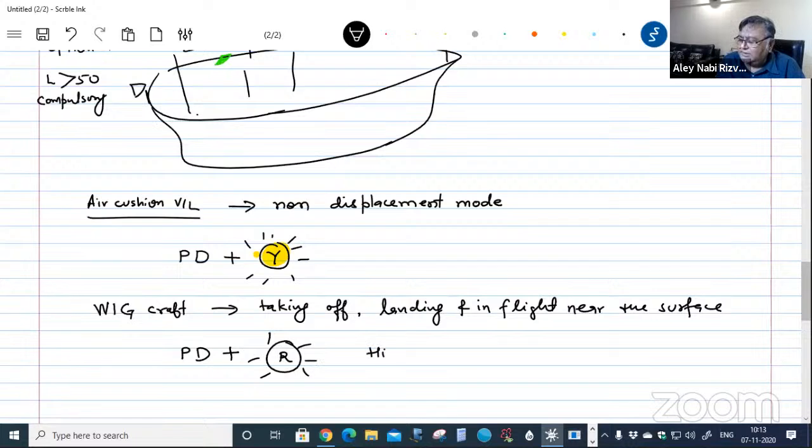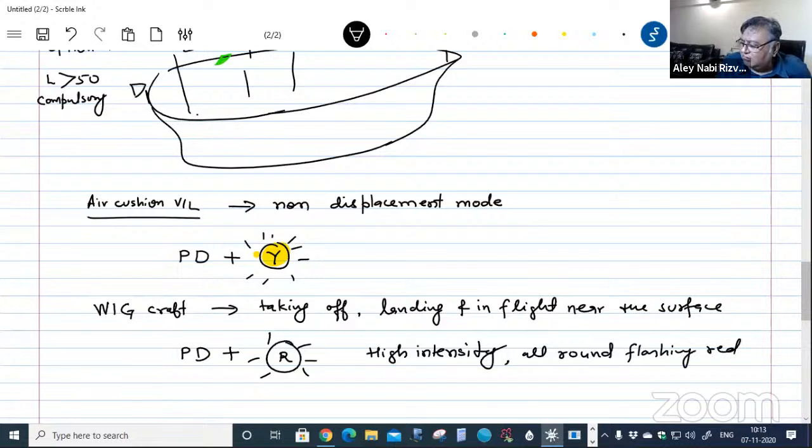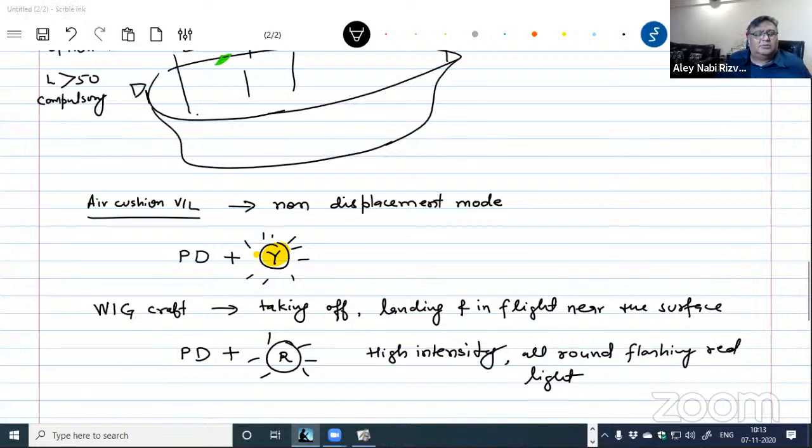This is high intensity all round flashing red light. Okay. So vessel less than 12 meter, vessel less than 7 meter at the moment we'll skip, and we will also skip the combined in length and all, which we shall be studying later on. Air cushion vessel we have done.